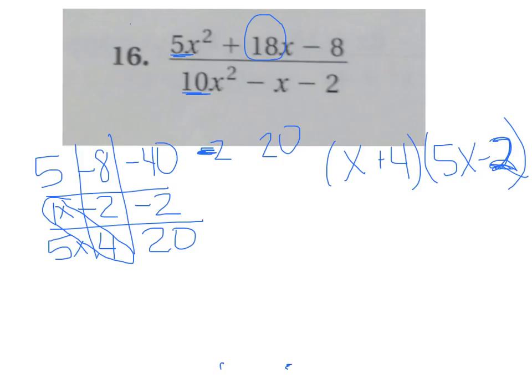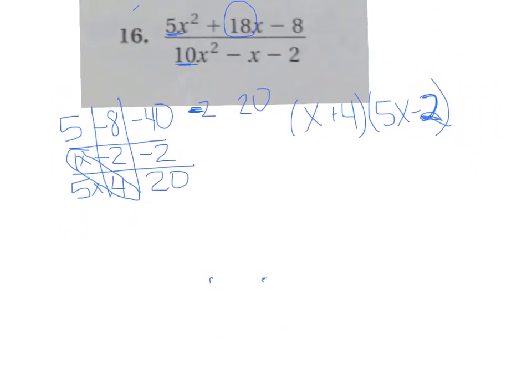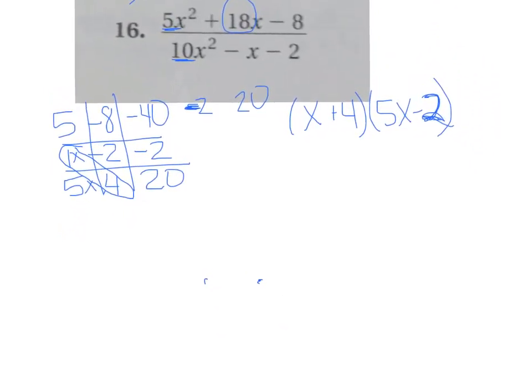Now we're going to do the bottom. Let me get us a little more room. Here we go. Alright, on the bottom, we have to do tic-tac-toe again. So we have 10 and negative 2. Go ahead and multiply straight across.